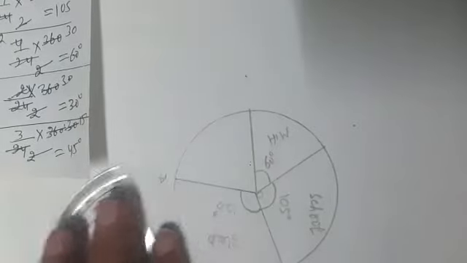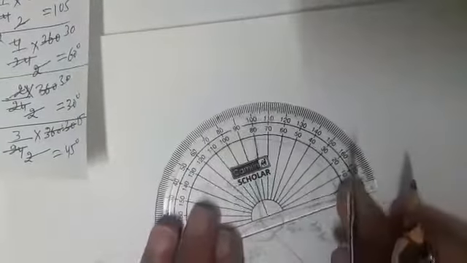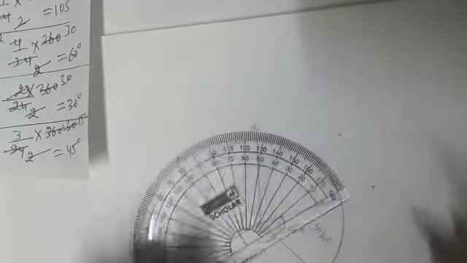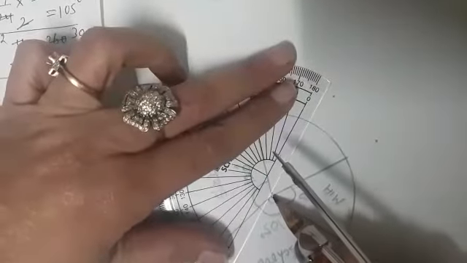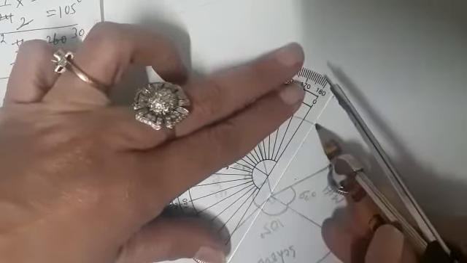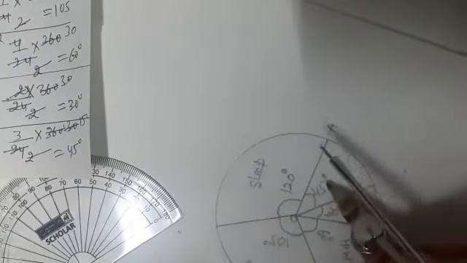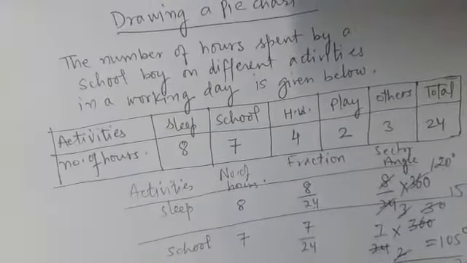Next sector is 30 degrees. Again you rotate it, and then we can make an angle of 30 degrees. Here it is, and it is representing play. And the last is obvious, we don't have to draw that. So this is 30 degrees, and this is representing play. The last is this 45 degrees, and it is representing others. So this is how we have drawn the pie chart as per the given data.